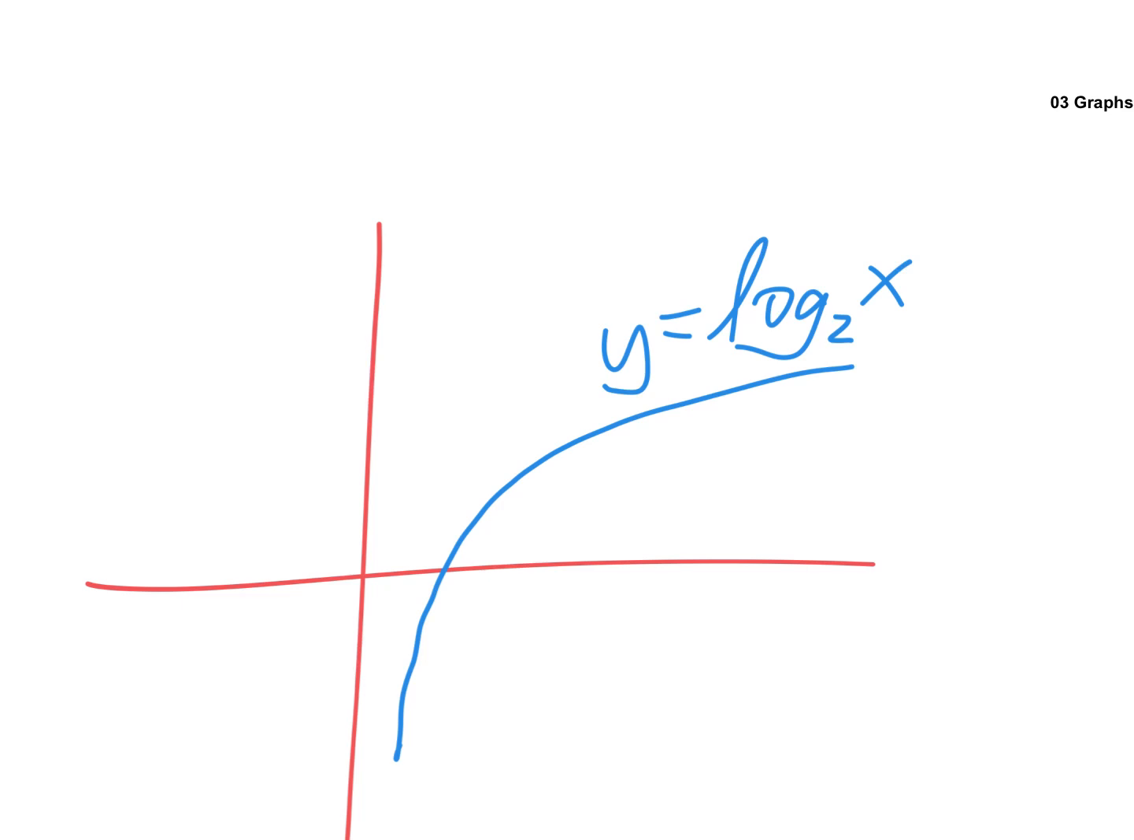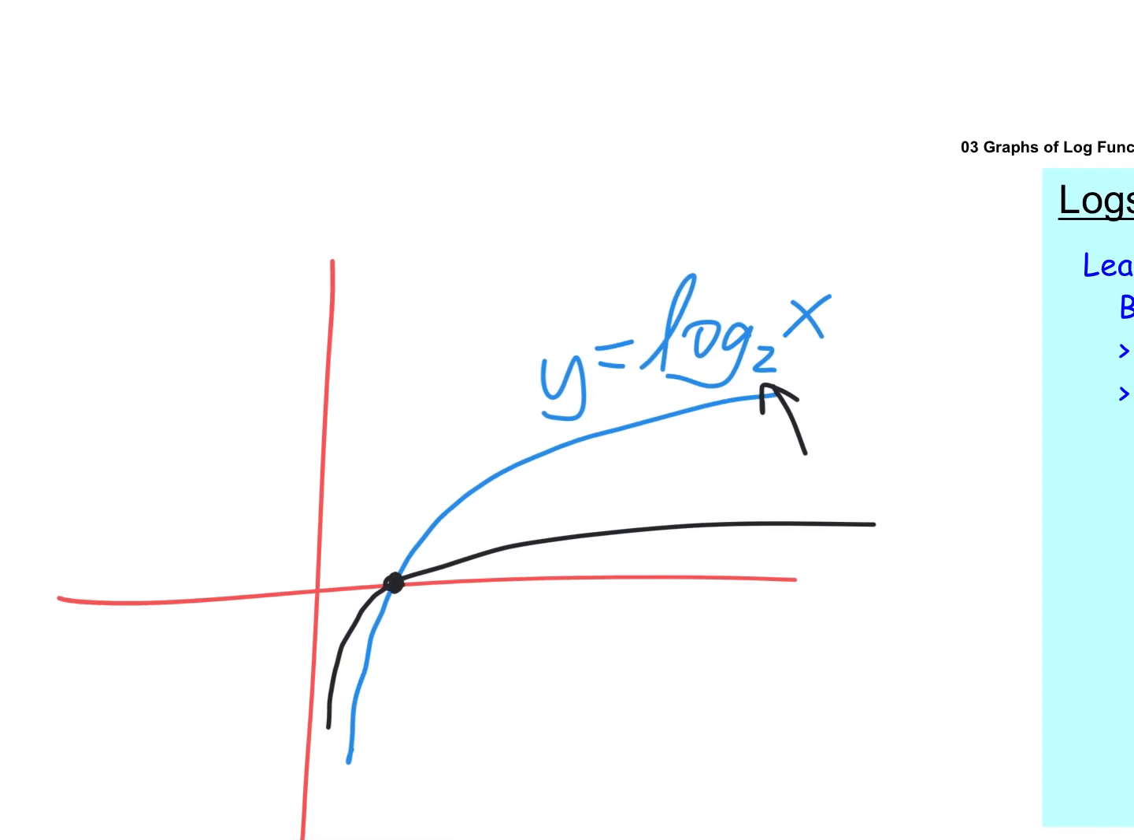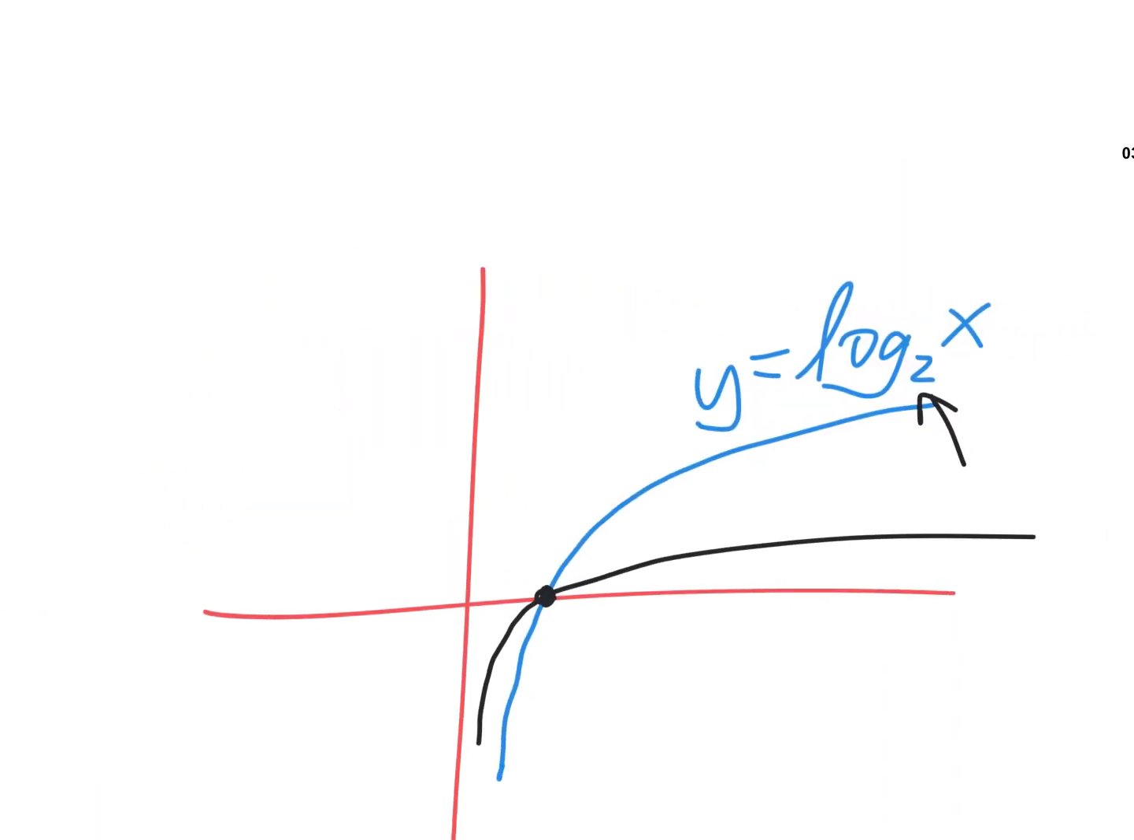This is your parent log graph, and if I made this base here be like a 3, a 4, or a 5, or a 6, it would just get a sharper turn. But it would always go through that spot. So let's talk about what that spot would be on the XY charts.